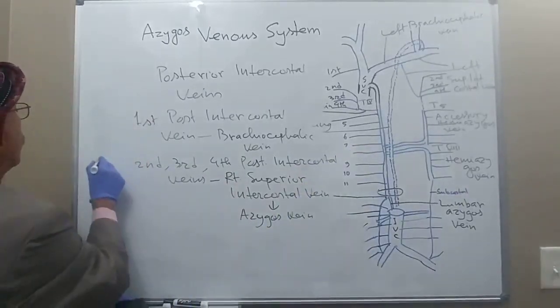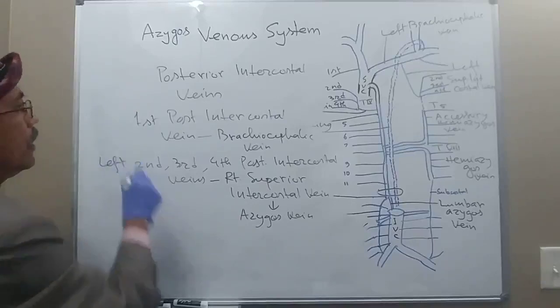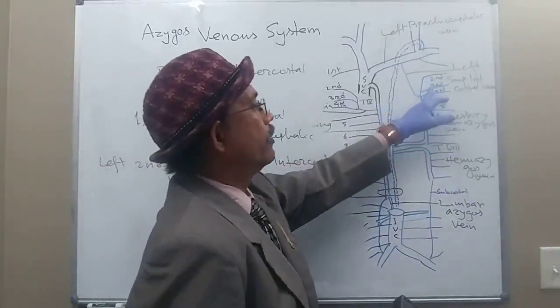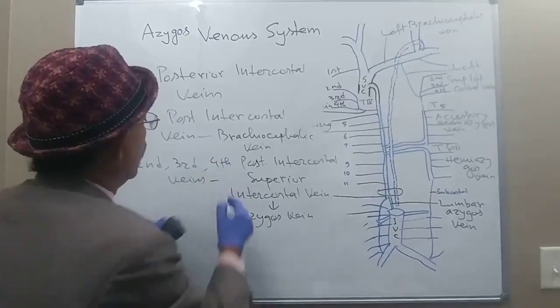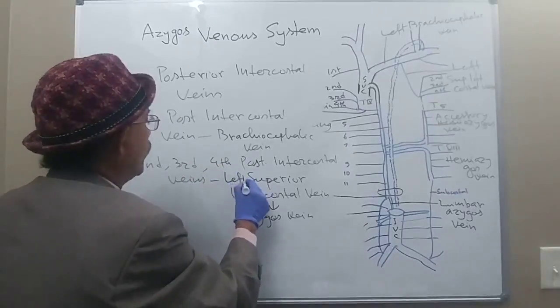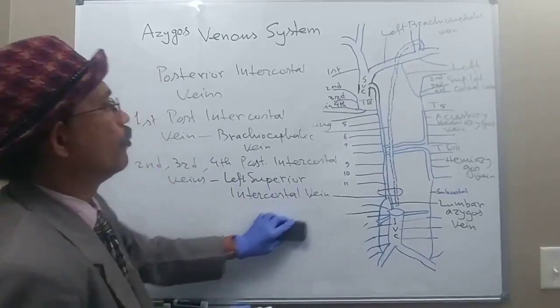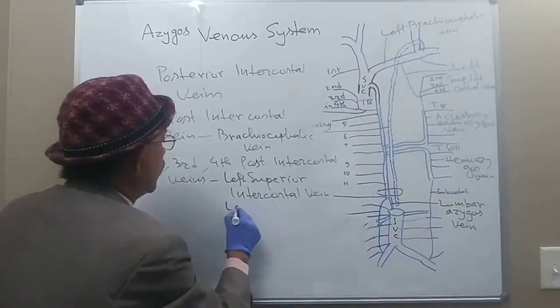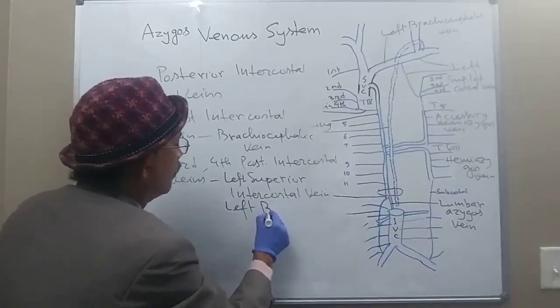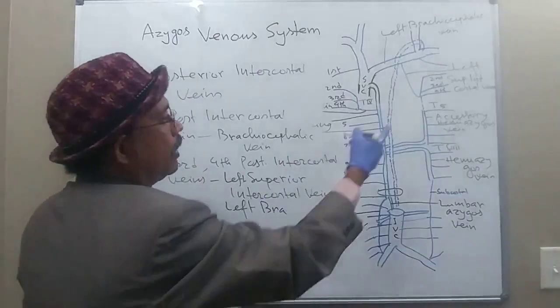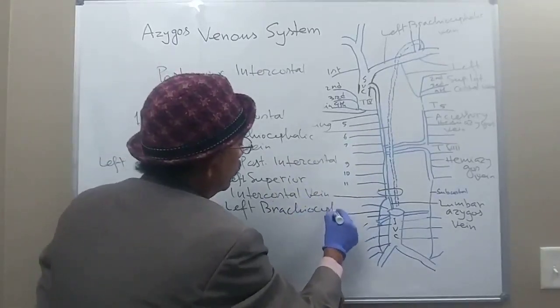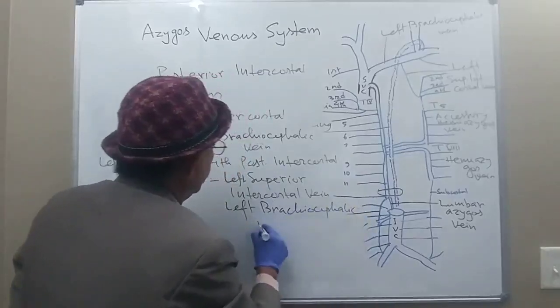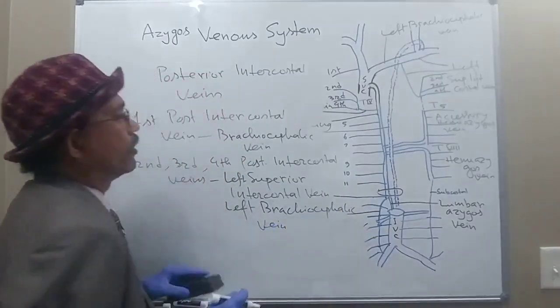How about the left? The left second, third and fourth intercostal veins join to form the left superior intercostal vein, and that usually opens into the left brachiocephalic vein, but may open into the accessory hemiazygos vein. Okay, we got it.